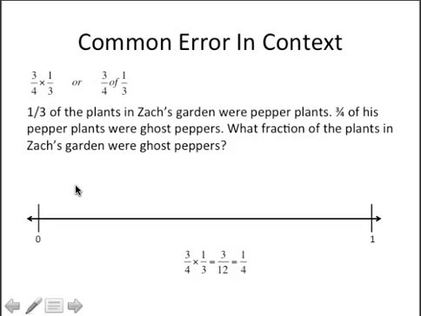Here's another visual representation of the problem. So again, 1/3 of the plants in Zach's garden were pepper plants. 3/4 of his pepper plants were ghost peppers. So 1/3 of the plants were pepper plants. And then if we split each third into fourths, we can find 3/4 of 1/3 represented at this point on the number line, which is 1/4. So 1/4 of all the plants in Zach's garden were ghost peppers.